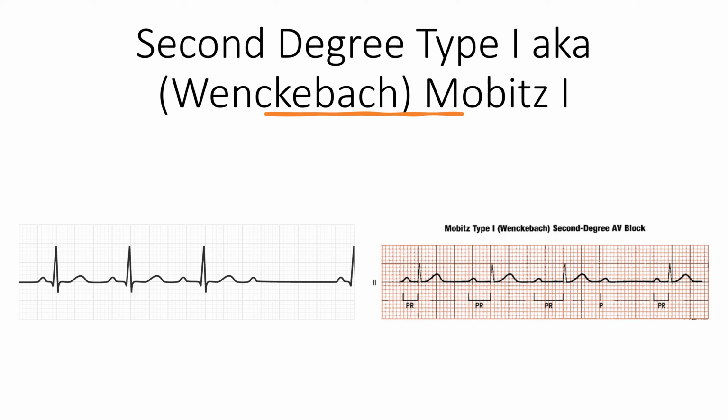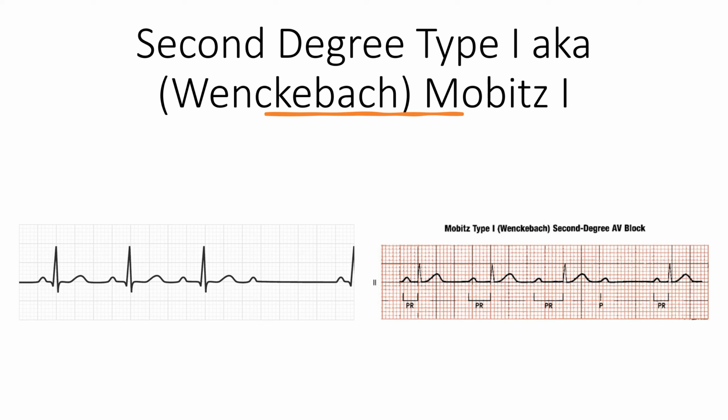So the rhythm is irregular, as you can see there, because there are missed beats. The rate of the atrium and the ventricle is going to be determined by the underlying rhythm, so it's going to vary. It can be slow. The PR interval progressively lengthens, normal QRS. The P waves are normal, they're there. And the P to QRS ratio is not measurable.